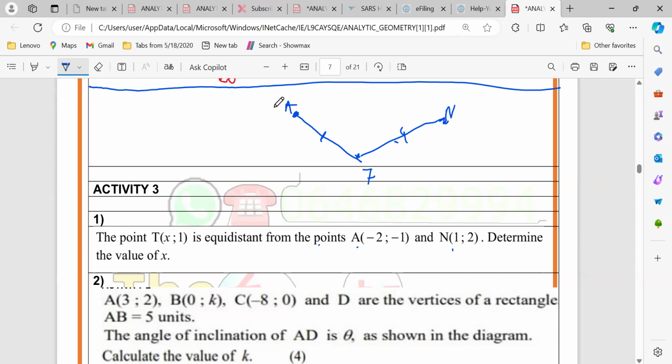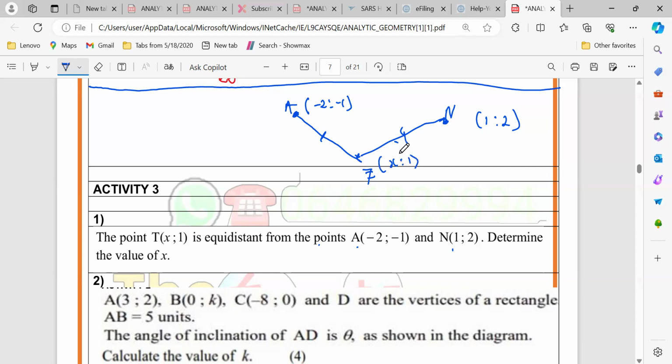Let's just put some flesh into this thing here. We know what is A. A is going to be given by (-2, -1). We also know what is N. It's (1, 2). And then we go to T. What is T? T is (x, 1).